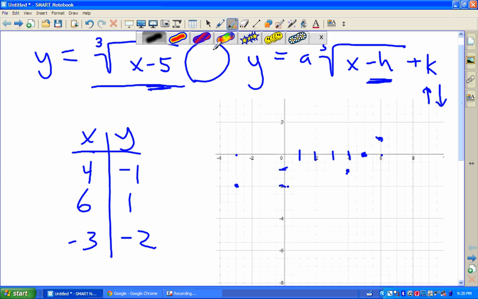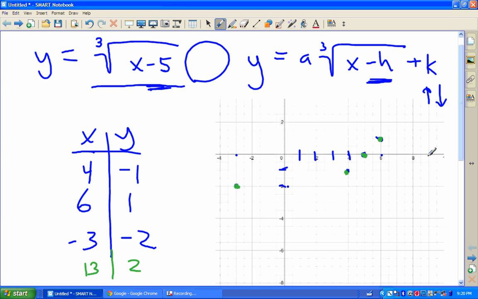Maybe it helps to have it in a different color. Okay, origin is here. 1 point is here. 1 point is there. Now this one is way out here. Where it hits positive 2 would be way out here. If I were to plug in a 13 for x, 13 minus 5 would be 8. Cube root of 8 is 2. So it's not going to hit 2 till I get way off the graph. There's 10, 11, 12, 13. It wouldn't hit 2 till way out here, way off the graph.